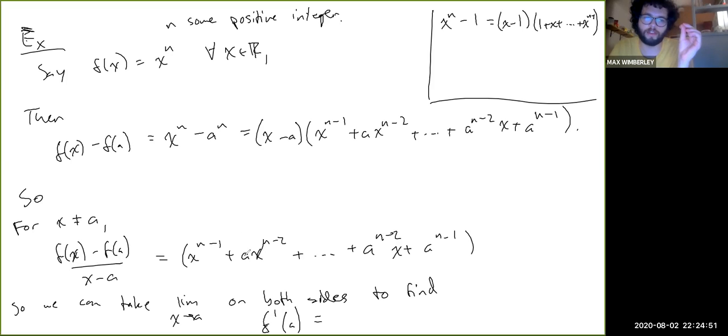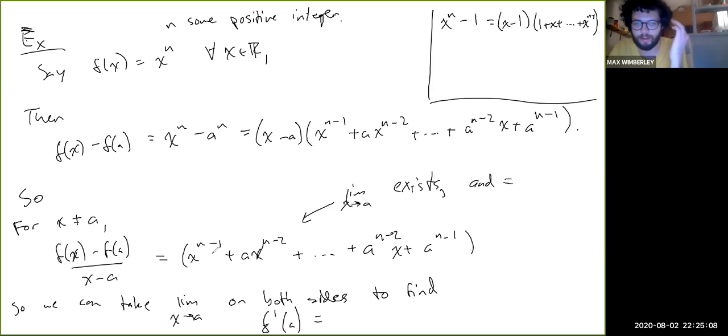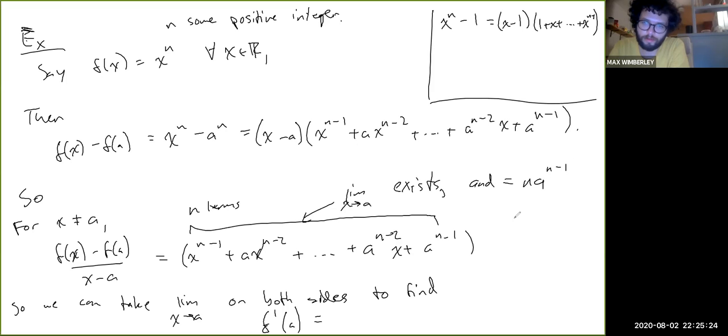The limit as x approaches a of this clearly exists, right? Because this is just a continuous function for all values of x. So the limit as x approaches a here clearly exists, and you get a to the n minus 1 in every one of these terms, and there are n terms. So this equals n a to the n minus 1.